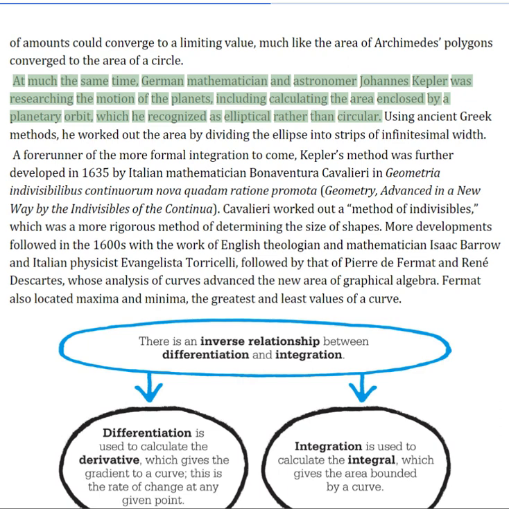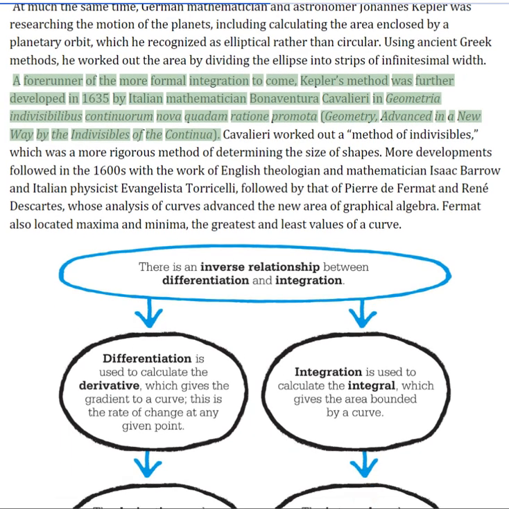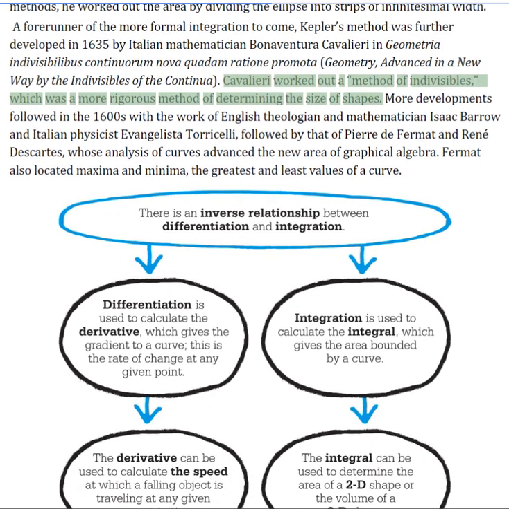At much the same time, German mathematician and astronomer Johannes Kepler was researching the motion of the planets, including calculating the area enclosed by a planetary orbit, which he recognized as elliptical rather than circular. Using ancient Greek methods, he worked out the area by dividing the ellipse into strips of infinitesimal width. A forerunner of the more formal integration to come, Kepler's method was further developed in 1635 by Italian mathematician Bonaventura Cavalieri in Geometria Indivisibilibus Continuorum Nova Quadam Ratione Promota. Cavalieri worked out a method of indivisibles, which was a more rigorous method of determining the size of shapes.